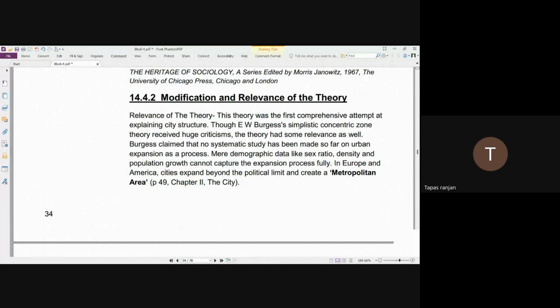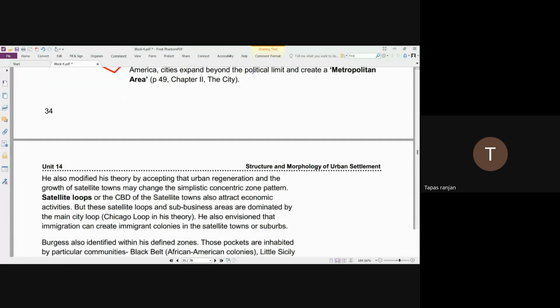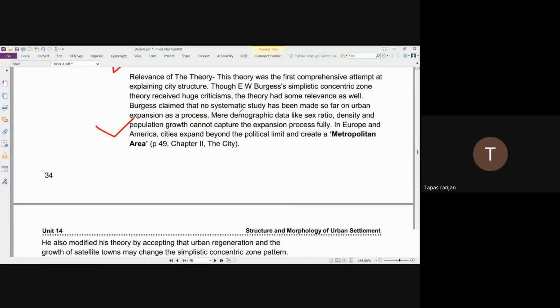Different modifications have been given, and it remains relevant even in today's world because he was the one who tried for the first time to model the morphology of an urban center. Even a few American and European cities do provide a similar concentric zone pattern. So that's why it remains relevant in the present world also, and it can be modified to some extent, into the metropolitan areas.